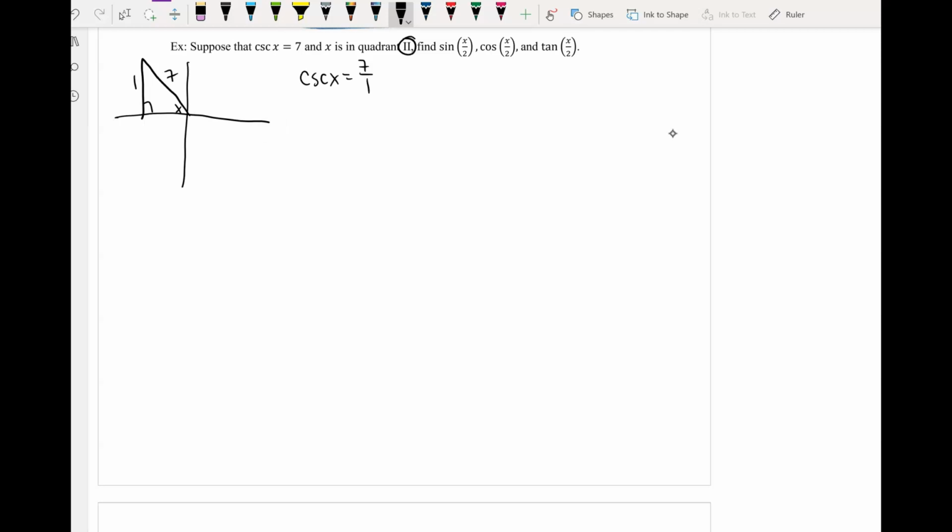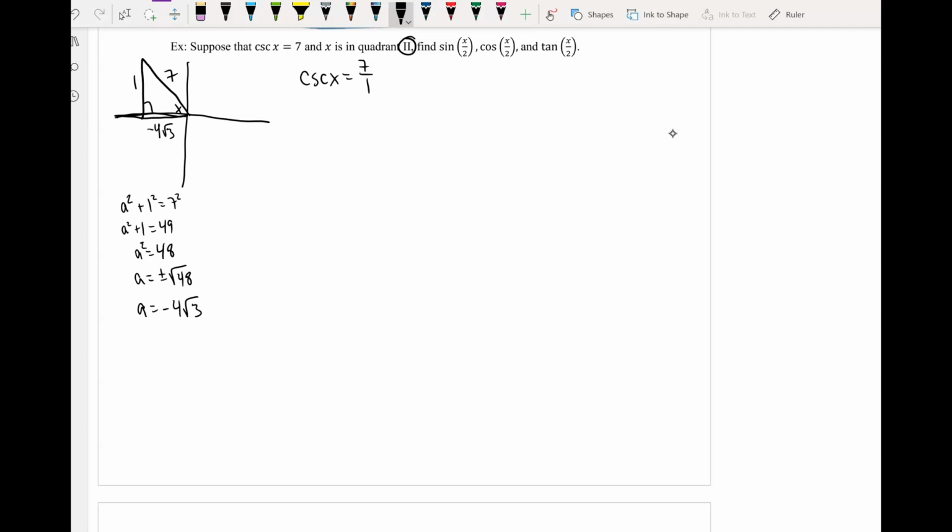Using the Pythagorean theorem, you get that a squared plus 1 squared equals 7 squared. So I get 49, so a squared equals 48. So a is going to be equal to plus or minus square root of 48. And I think square root of 48 reduces a little bit more. It reduces to 4 square root of 3. Now notice that in this case, because we're in quadrant 2, the x values are all negative. So it will make sense for this to be negative 4 square root of 3.